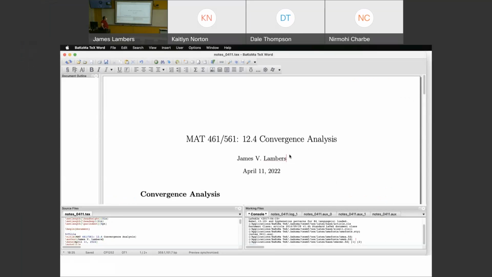Okay, so here's the plan. My goal is to finish covering this section on convergence analysis today, and then, assuming that happens, there will not be class Wednesdays. My other class on Wednesdays is already canceled for every reason. And after that, there's not much left.